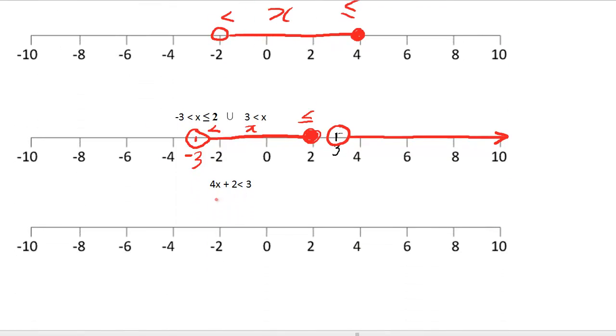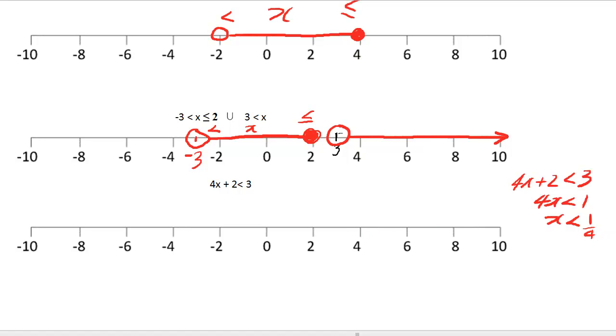Now last question. We need to do a bit of working first before we can draw this on the number line. So let's just take this to one side. So let's put 4x over here. Plus 2 is less than 3. Subtract 2 from both sides. You get 4x is less than 1. Divide by 4, your x is less than a quarter.